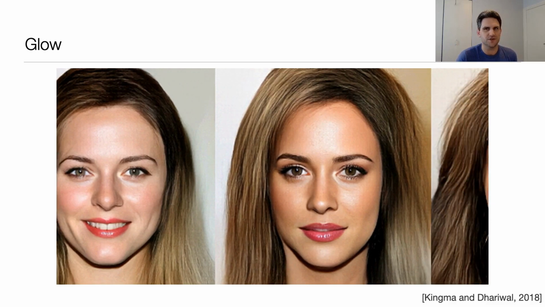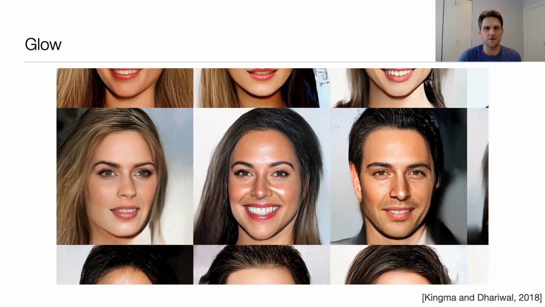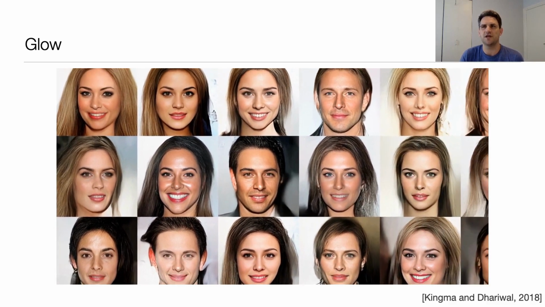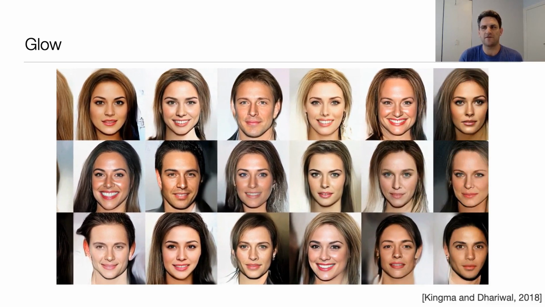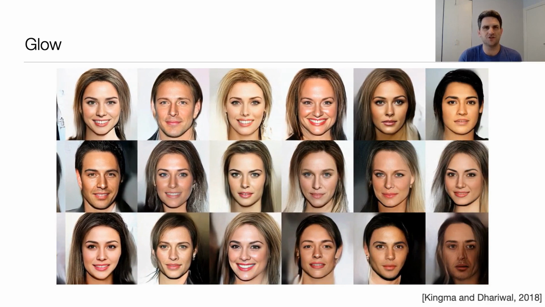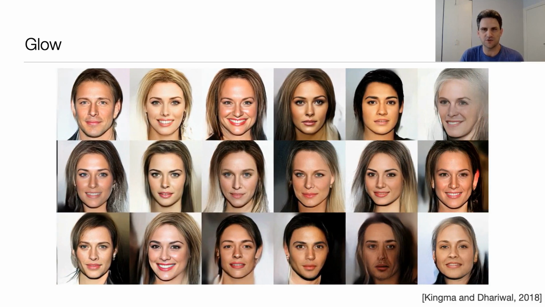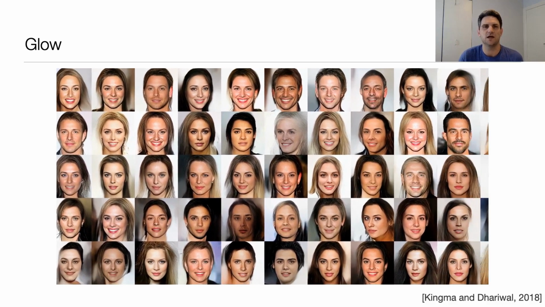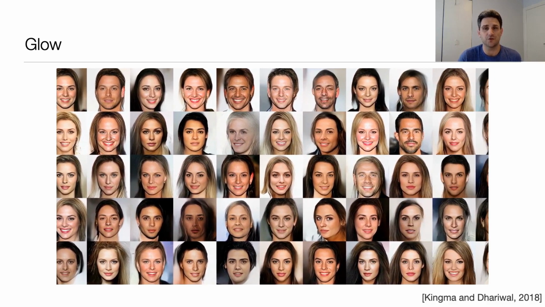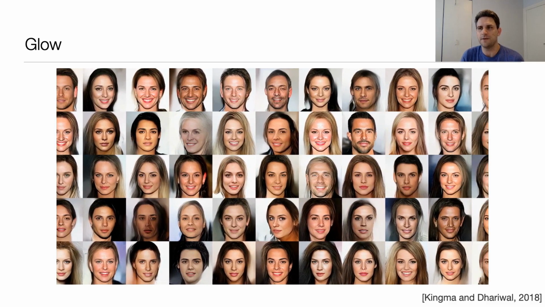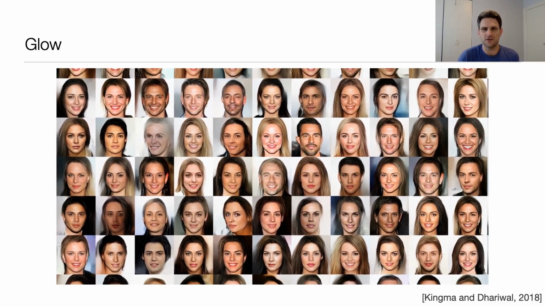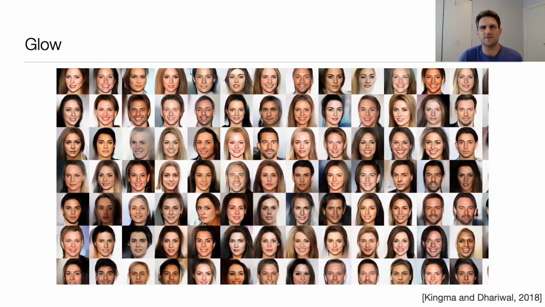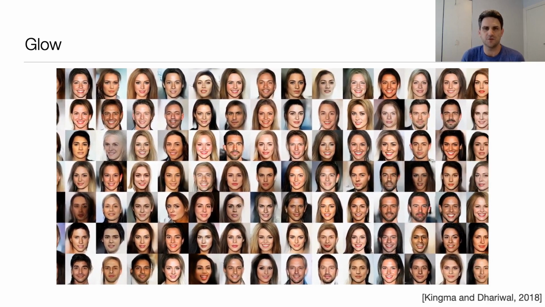This is GLOW. This was a paper at NeurIPS in 2018, and this is the one that I think really brought everybody's attention to normalizing flows, because it really showed that normalizing flows have the ability to generate high quality, high resolution imagery while still being able to exactly represent a density function and exactly compute a corresponding density function. And normalizing flows also have the ability to have potentially meaningful and useful latent spaces.